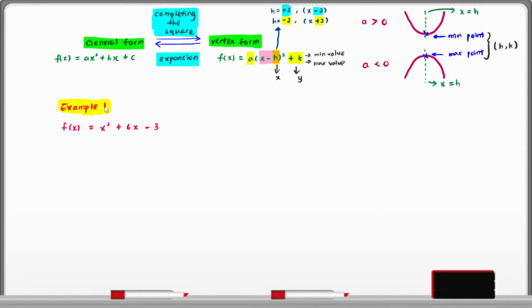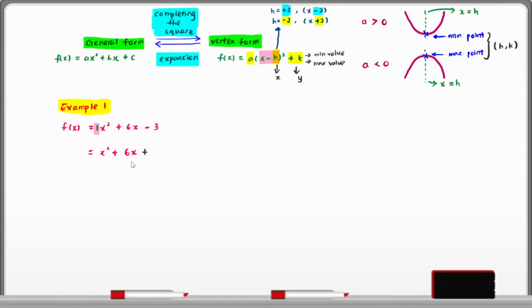Now let's move to example number 1. The quadratic function given is x squared plus 6x minus 3. We want to change this to vertex form. First, make sure a is equal to positive 1. In this example, a is equal to positive 1, so we can move to the next step. Next, I'm just going to copy the part ax squared plus bx, which in this example is x squared plus 6x. Now, I'm going to add in a number as the new value of c, so that this part will become a perfect square.